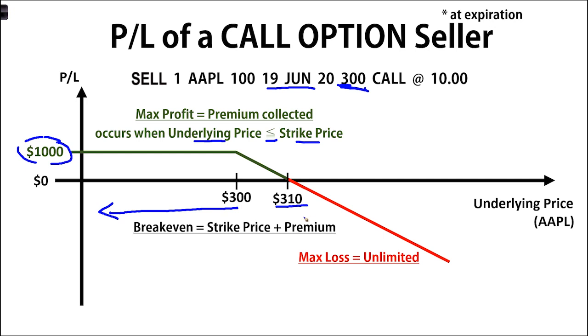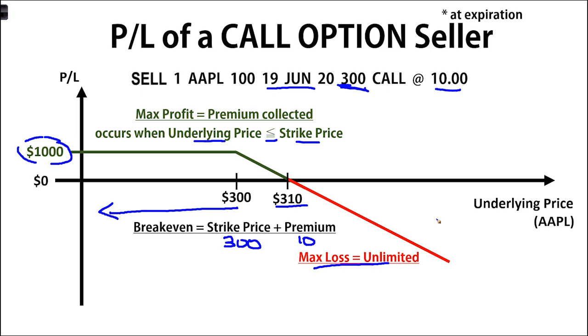Your break-even point will be the same at 310. And this again is calculated by adding the strike price of the contract to the premium collected, which is $10 per share. That's how you get the break-even price to be at 310. As a seller, you are faced with an unlimited max loss. This is because if the stock price of Apple suddenly shoots up to $400 or even $1,000, for example, and the buyer exercises the option, you have to sell the 100 shares to the buyer at $300 per share.